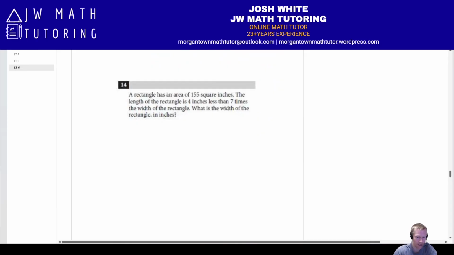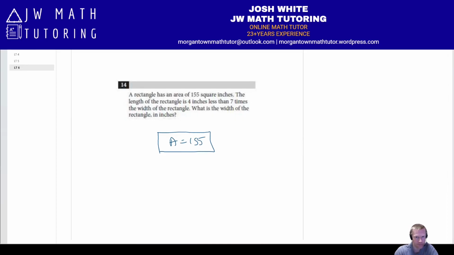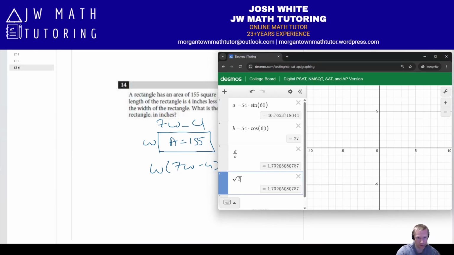Let's look at 14 next. Here we have a rectangle. So we know its area is 155. And we know that the length is 4 inches less than 7 times the width, so we're going to subtract 4. Let's use W for the width. What is the width in inches? So basically, you're multiplying the length and width together, setting it equal to 155, and then you get your answer for W. Now, just to save time, I'm going to go straight to Desmos.